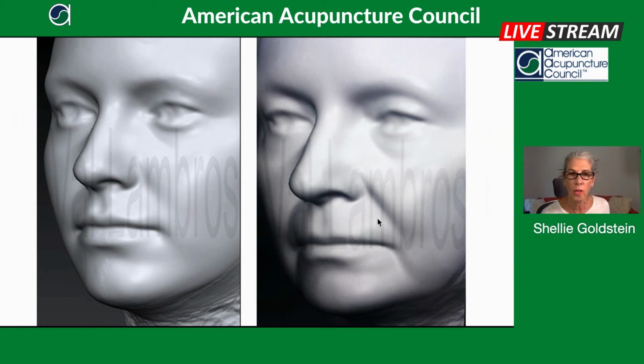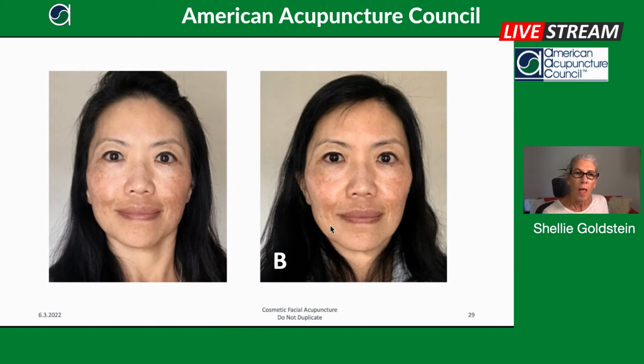Now look, this is what happens as we start to age. Remember, everything starts to drop down, move more medially. We develop that nasolabial fold. We develop along here the repositioning of fat, loss of structure. Everything starts to fall and lose its shape. Here we see this side is a younger face. B is the older face.